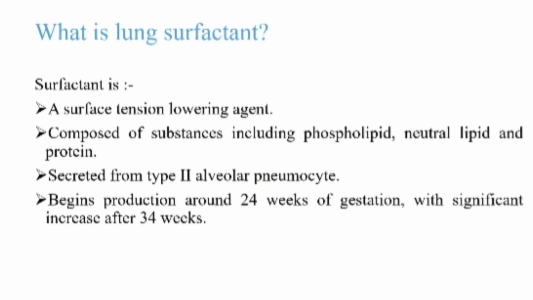What is lung surfactant? Surfactant is a surface tension lowering agent, composed of substances including phospholipid, neutral lipid, and protein, secreted from type 2 alveolar pneumocytes. Production begins around 24 weeks of gestation, with a significant increase after 34 weeks.